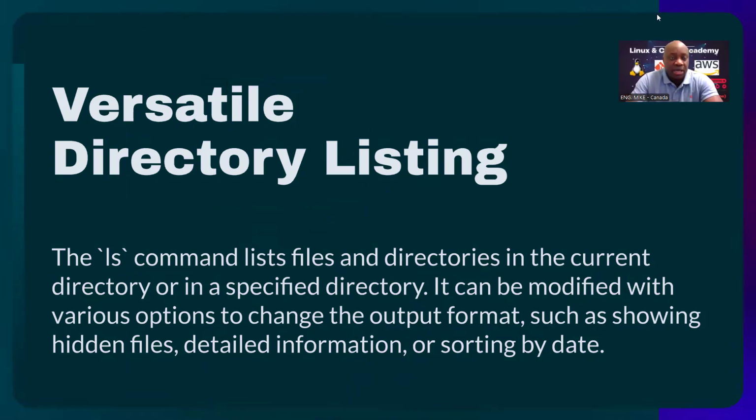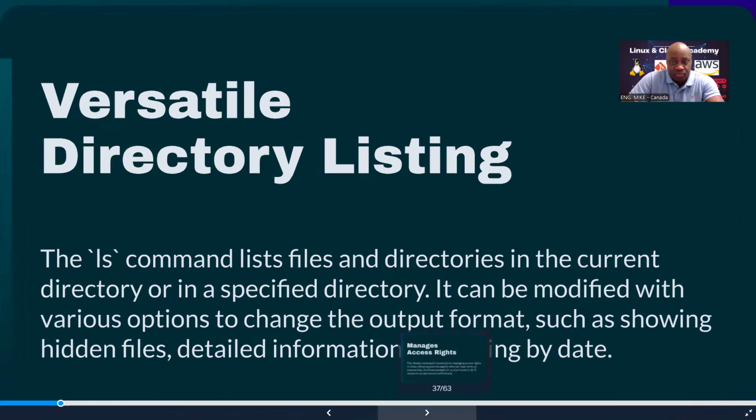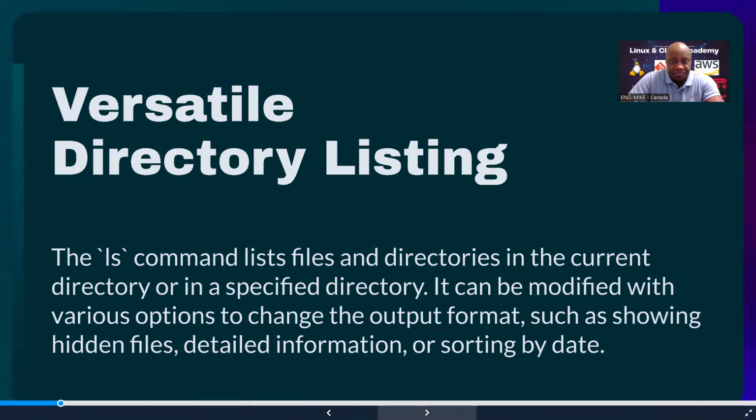So the ls command, versatile directory listing. The ls command lists files and directories in the current directory or in a specified directory. It can be modified with various options to change the output format, such as showing hidden files, detailed information, or sorting by dates. We will see all of that as we go to the command line.